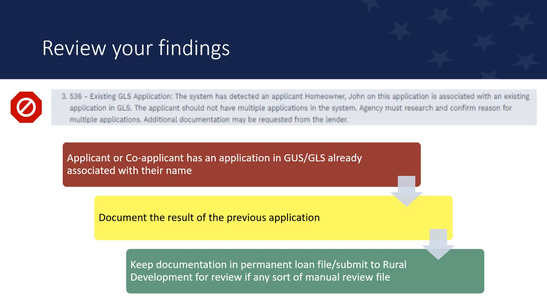Something we have seen recently is existing GLS applications. If a lender receives this finding, then they must address any application in GLS, which is our Guaranteed Loan System, and document the file with a letter of explanation as to what happened with that loan application. So an example would be if the borrower applied with another lender and didn't choose to go with them, or they applied individually, then decided to apply with a spouse or another borrower. This just needs to be documented, like with a letter of explanation, and either kept in the lender's loan file or submitted with any manual review submissions.